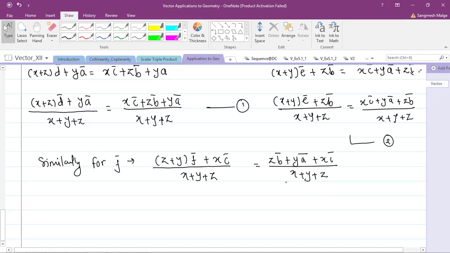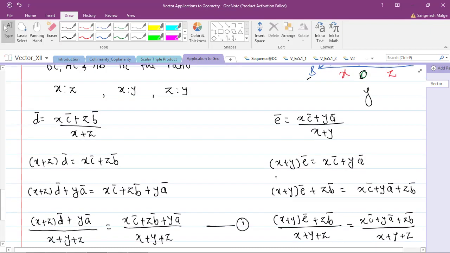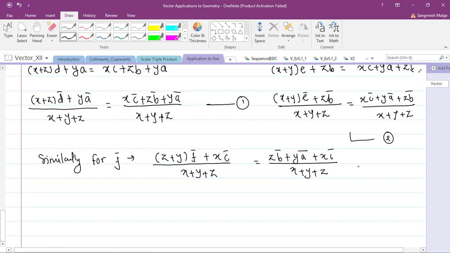Okay, see, you need a little patience to solve this, but it is very simple. What we are using is just the internal section formula concept. So this is the equation number 3. From the equation number 1, 2 and 3, what you can observe is the RHS is the same, and let that RHS be equal to some point M. Let x c bar plus y a bar plus z b bar upon x plus y plus z be equal to m bar.